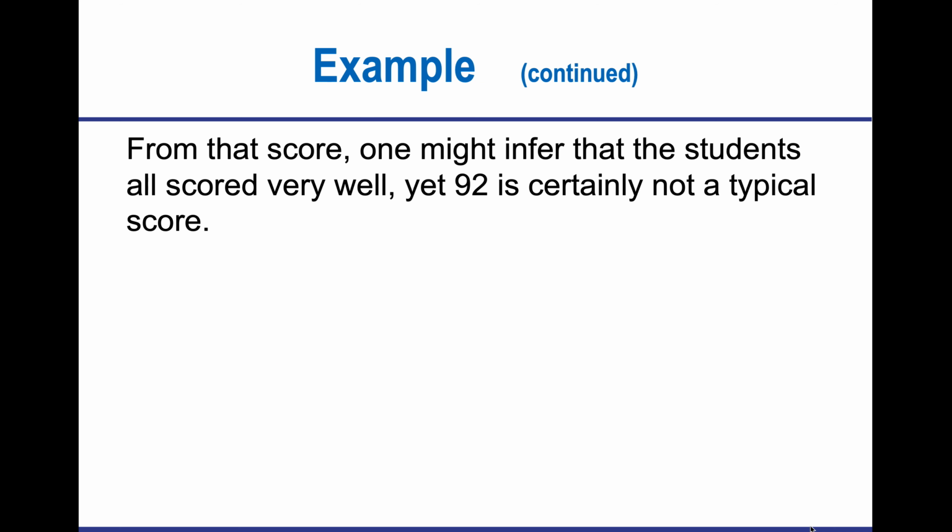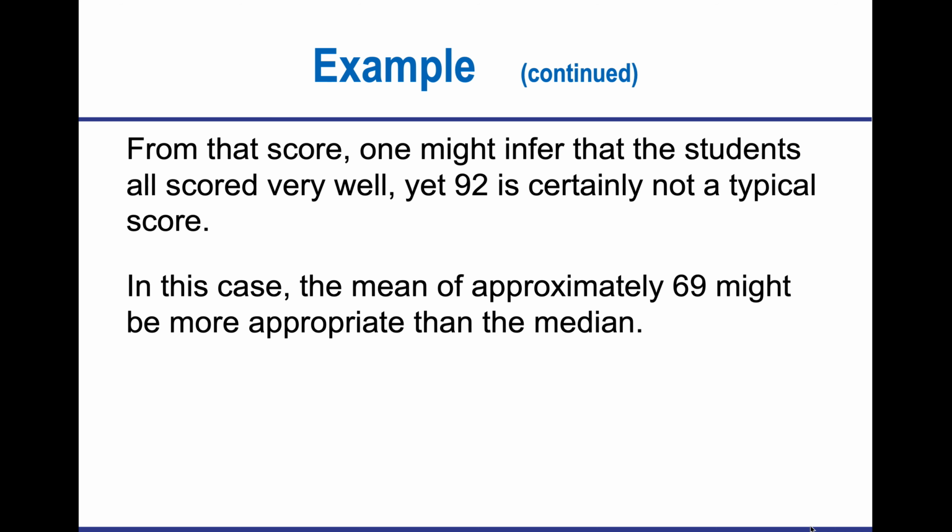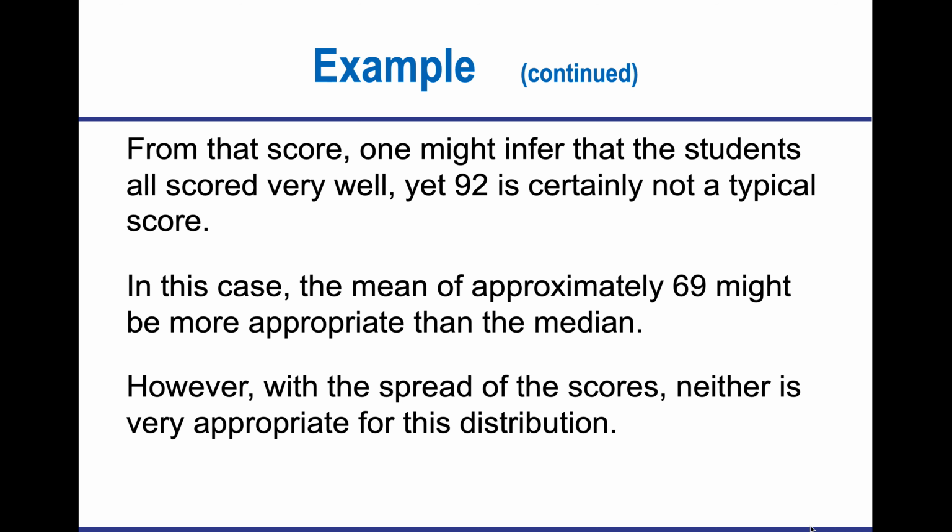And so if I inferred 92, I'm going to assume, hey, everybody did great on this test, but 5 people really didn't. So in this case, the mean might be more appropriate because I can really see those lower values come through.